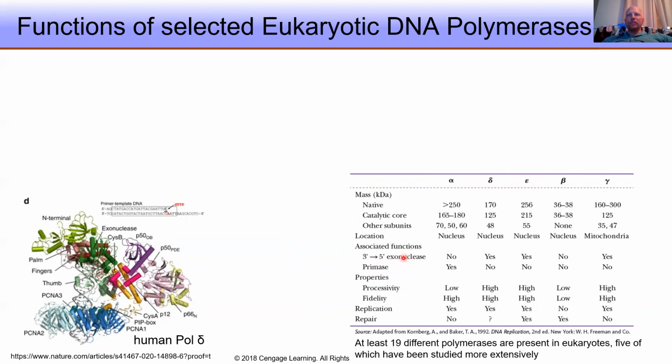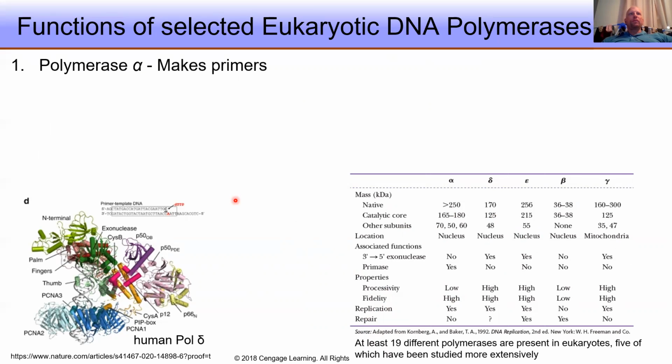We have something here called exonuclease, which is involved in proofreading. The primase we mentioned, making the RNA primer, and you can see that only the alpha form can do that. And also their efficiency: some are faster than others, and we call that processivity. We also have fidelity, and high fidelity means low error rate. And other roles such as repair are summarized in this table here.